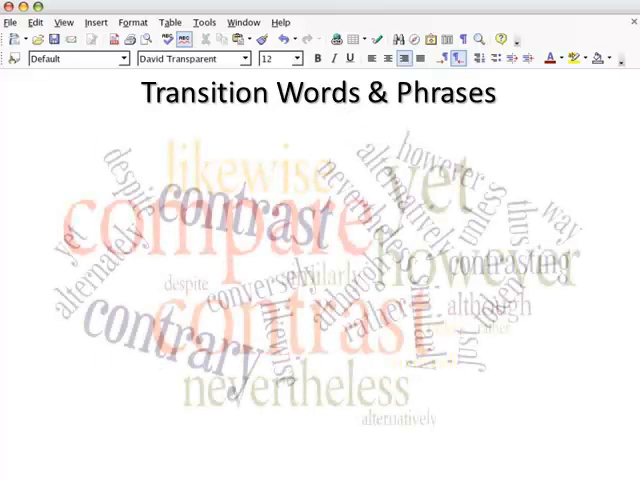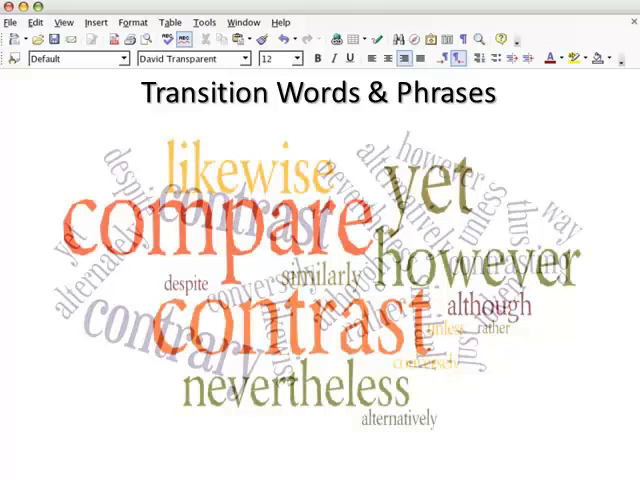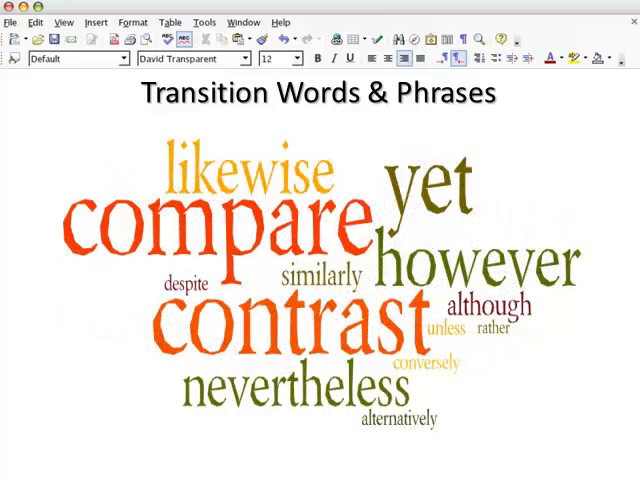Finally, don't forget the key transition words and phrases that you will need as you weave back and forth in your analysis. Likewise, in comparison, in contrast, on the other hand, however, on the contrary, and many more help your reader follow along as you navigate between the topics in your compare and contrast essay.